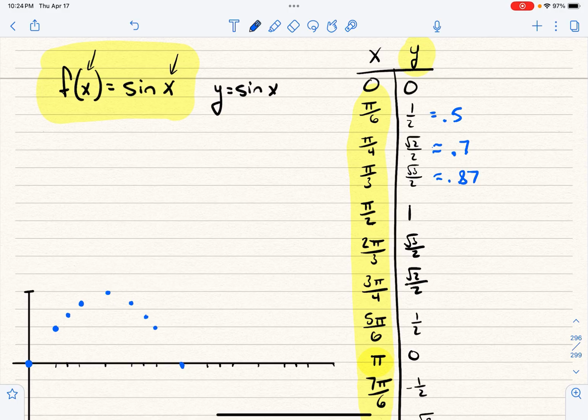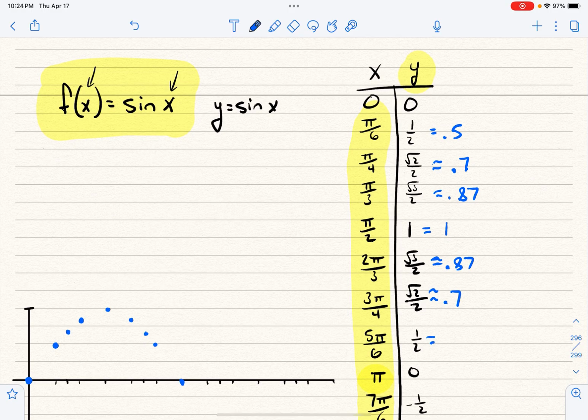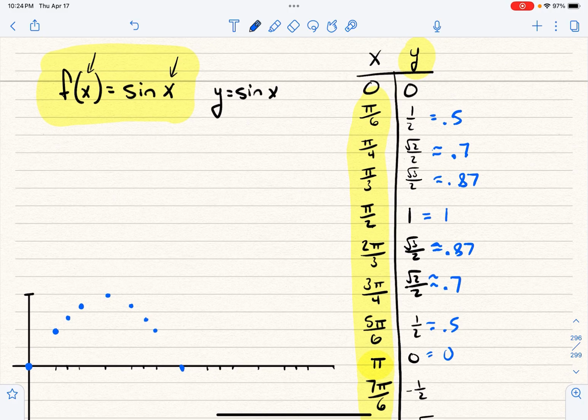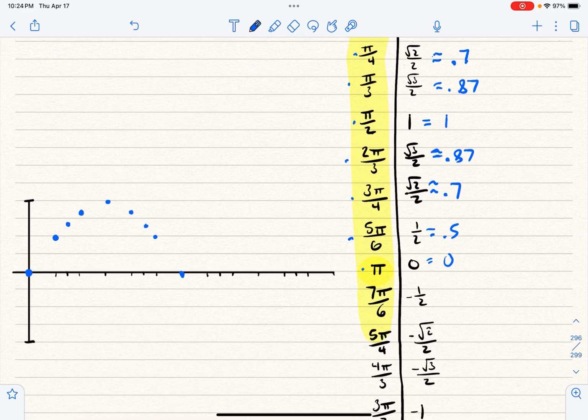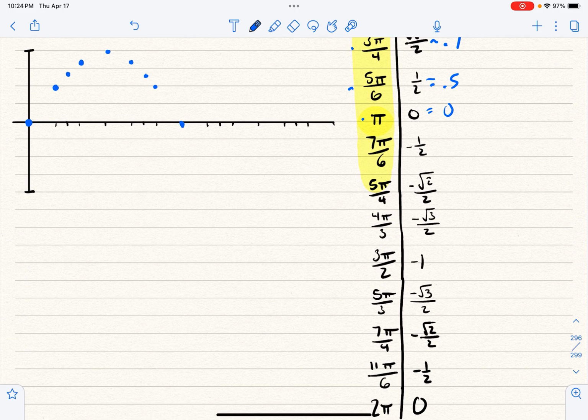Okay? I don't know if I'm moving way too fast, but you see that I've got these values. This was 1. This was that one that's about 0.87. This one is like 0.7. This one is obviously 0.5. And then I got 0. So I've just plotted these 9 points. Okay, and you can see I got this like little mountain shape. Well, now let's plot the next 9.